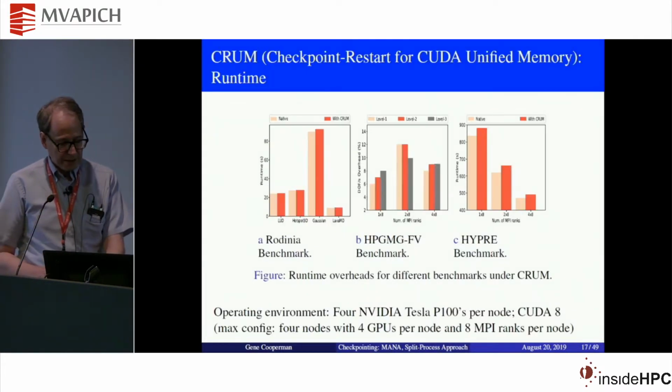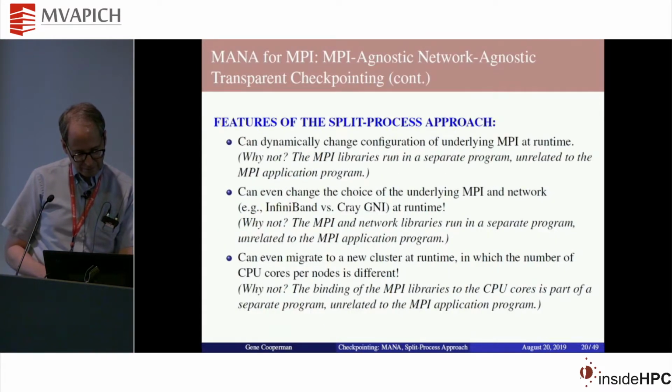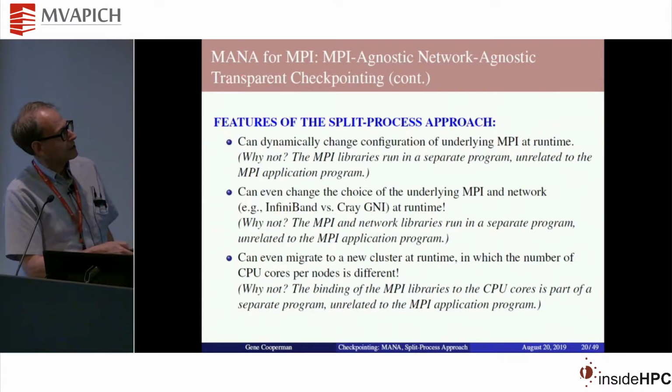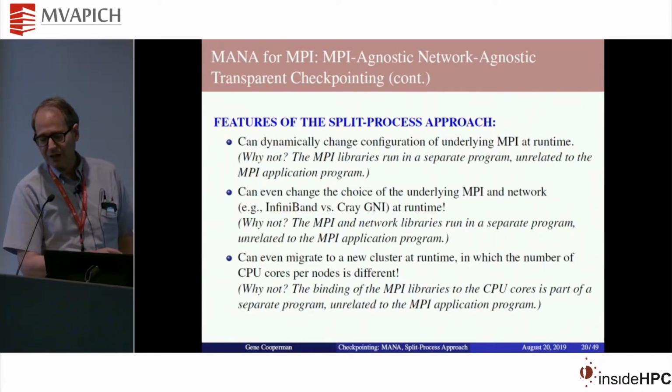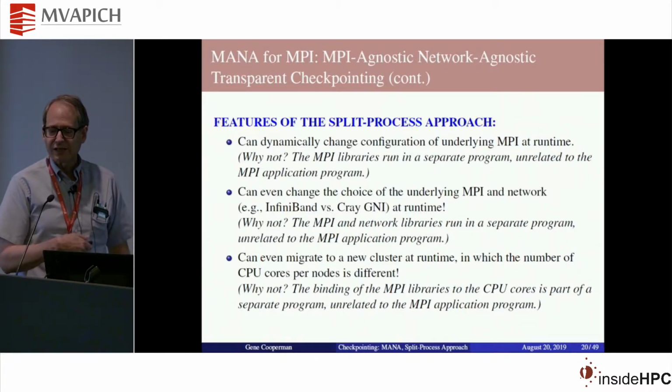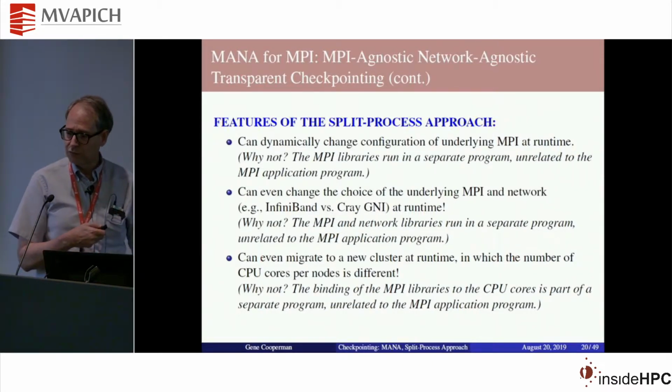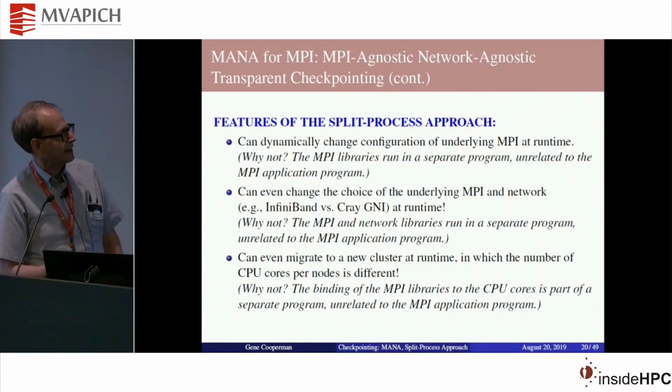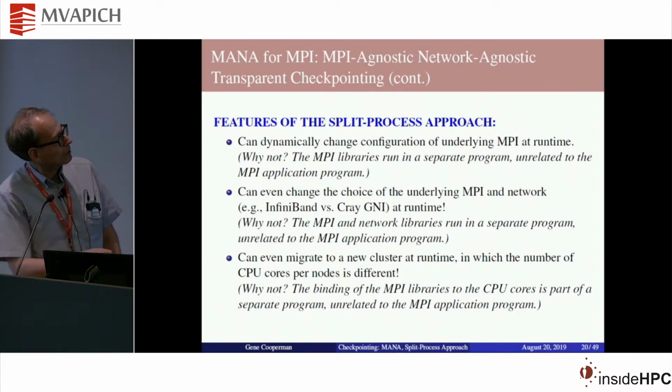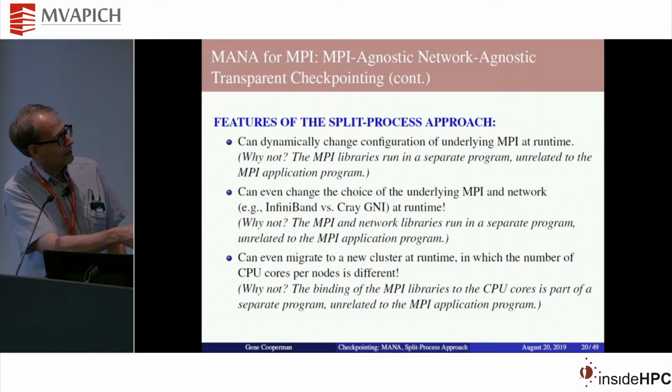Oh yeah, and so what we can do is we can dynamically change the configuration of the MPI. You no longer have to set on the command line the parameters when you launch an MPI application. You can even switch from one MPI to a totally different one, or even a different network. InfiniBand, you can move over to Cray GNI if you like. And you can even migrate to a new cluster with a different number of CPU cores.